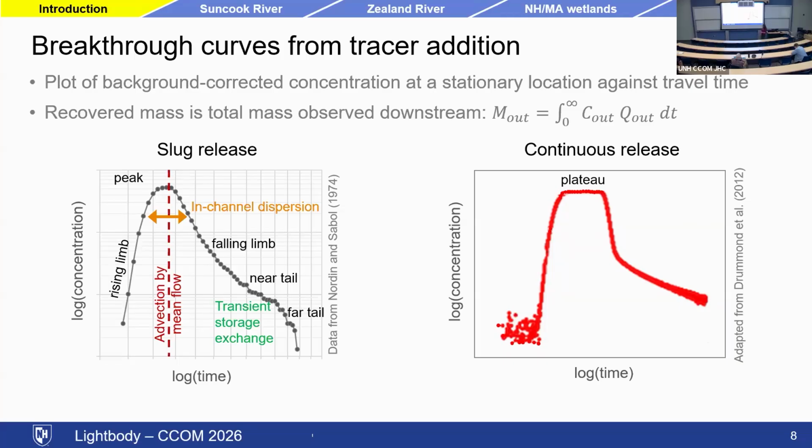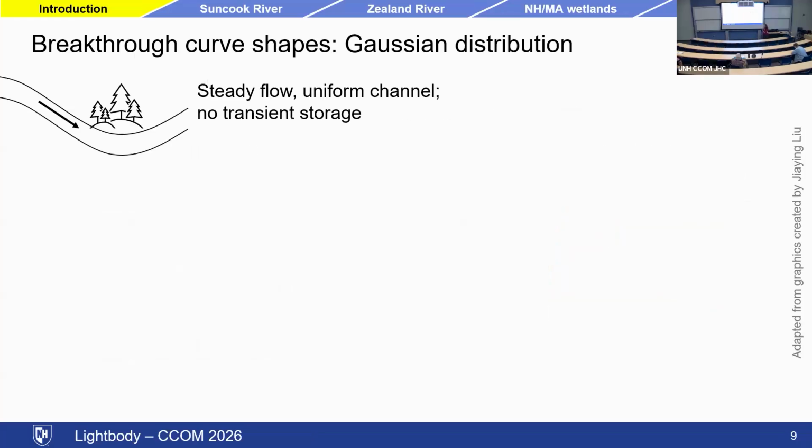I'm going to be a little more specific about exactly how we might interpret this and give you some canonical curves that we might observe. First, the simplest breakthrough curve shape that we might see is what we would see if we have steady flow through a uniform channel with no transient storage.